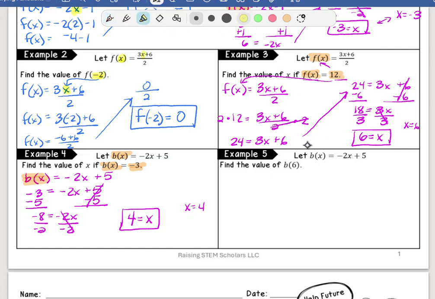Let's see what we've got here. Okay, so it says find the value of b of 6. So that is where my x is, right? We know that 6 is in there where the x is. That means that we're going to replace any x with that 6. So let's go ahead and write our equation so we can get our brain organized. And I'm just going to take the 6 and write it where I see an x.